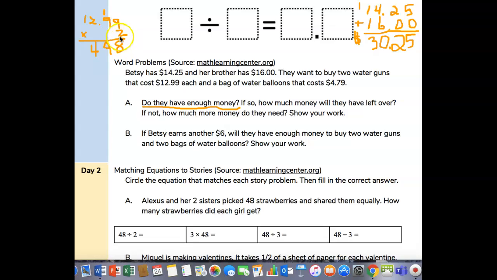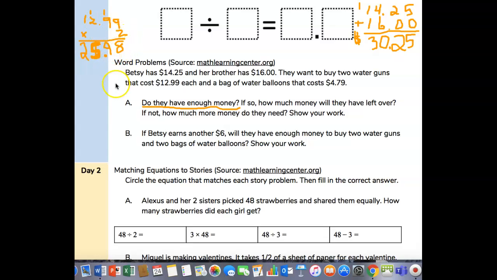Wait a minute, hold on. 2 times 9 is 18, plus 1 is 19. I forgot to carry my 1. That'll make a difference. 2 times 2 is 4, plus 1 is 5. Whoops. You see, we got to always check our work and be careful. Okay, and then 2 times 1 is 2. So they will need $25.98 to buy the guns. So 1, 2, decimal point, 1, 2, decimal point.